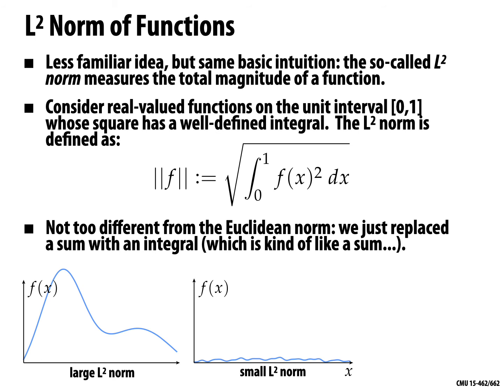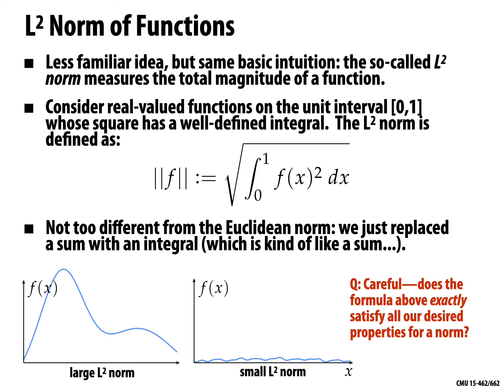Okay, so again, I haven't yet actually shown that this formula, square root of the integral of f squared, is a norm. I didn't show that it satisfies all the properties that a norm is supposed to satisfy. And in fact, you have to be a little careful here. For this one, you really should go back and check one by one, does this definition, this L2 norm, really satisfy all the properties, every single property that we had for a norm?